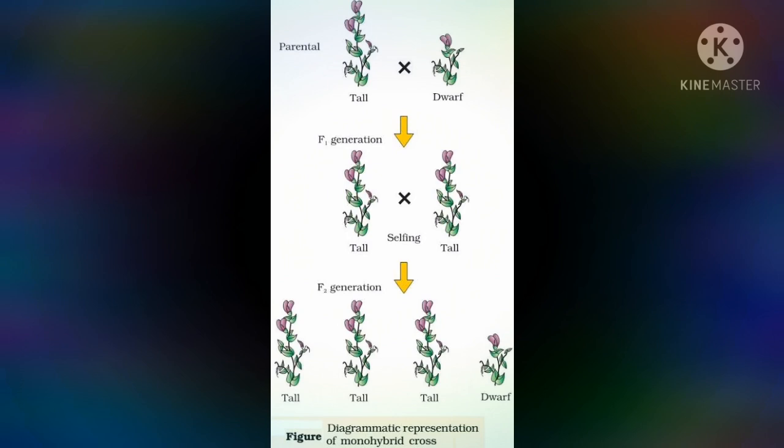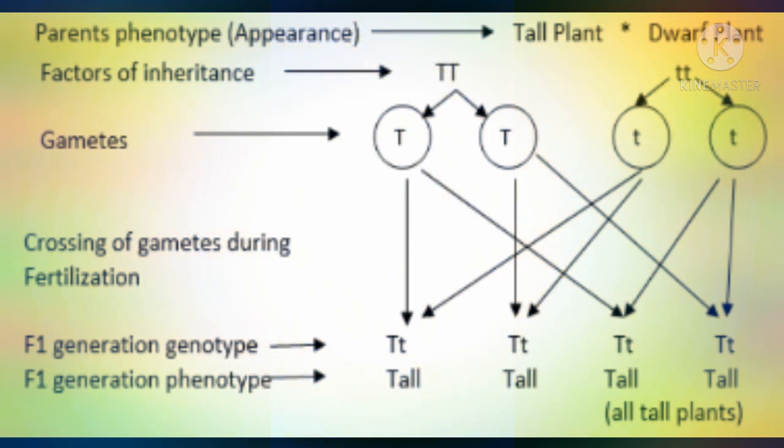Now see in detail how the monohybrid cross works. See in this figure, Mendel started with pure lines, that is true breeding tall and dwarf plants. Phenotypes, the appearance which we can see with our naked eyes: tall and dwarf plant. Genotypes, that is the factors of inheritance: capital TT and small tt.